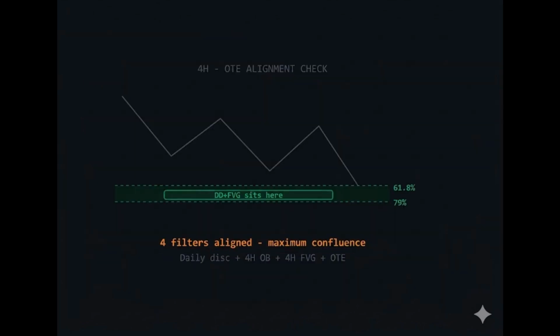Step 4. Check the OTE. Is the confluence zone sitting in the 61.8 to 79% Fibonacci retracement of the 4-hour swing? If yes, you have maximum confluence: daily discount, 4H OB, 4H FVG, and OTE alignment. That is 4 filters. Every additional filter that aligns increases the probability that institutions have orders resting at that level. You are not adding complexity, you are adding evidence. More evidence of the same thesis means a higher quality trade, not a more complicated one.